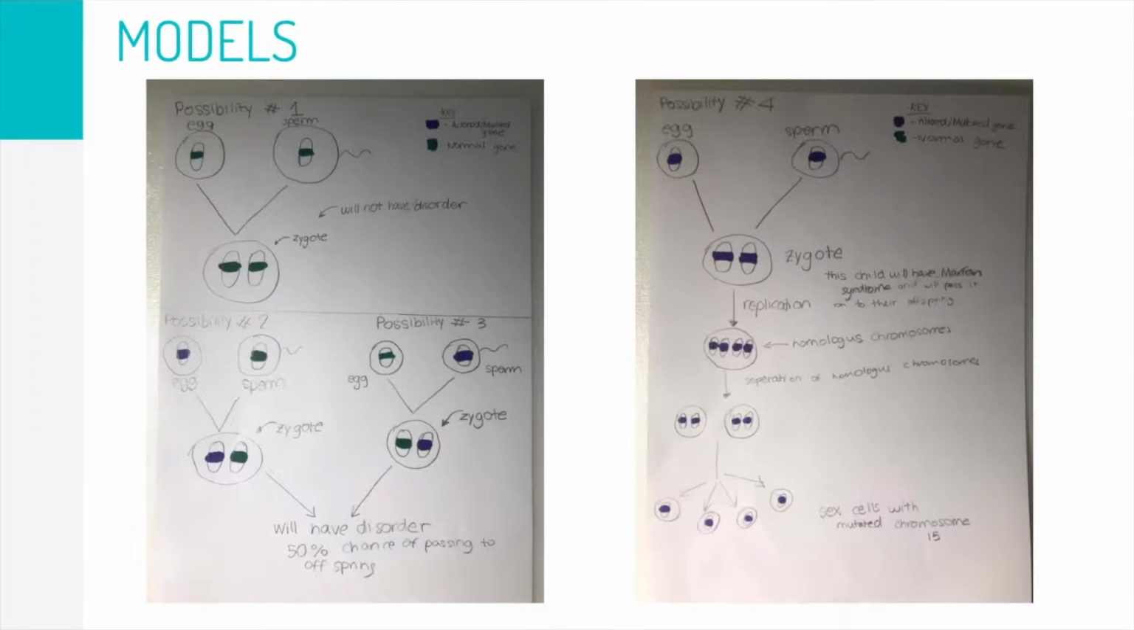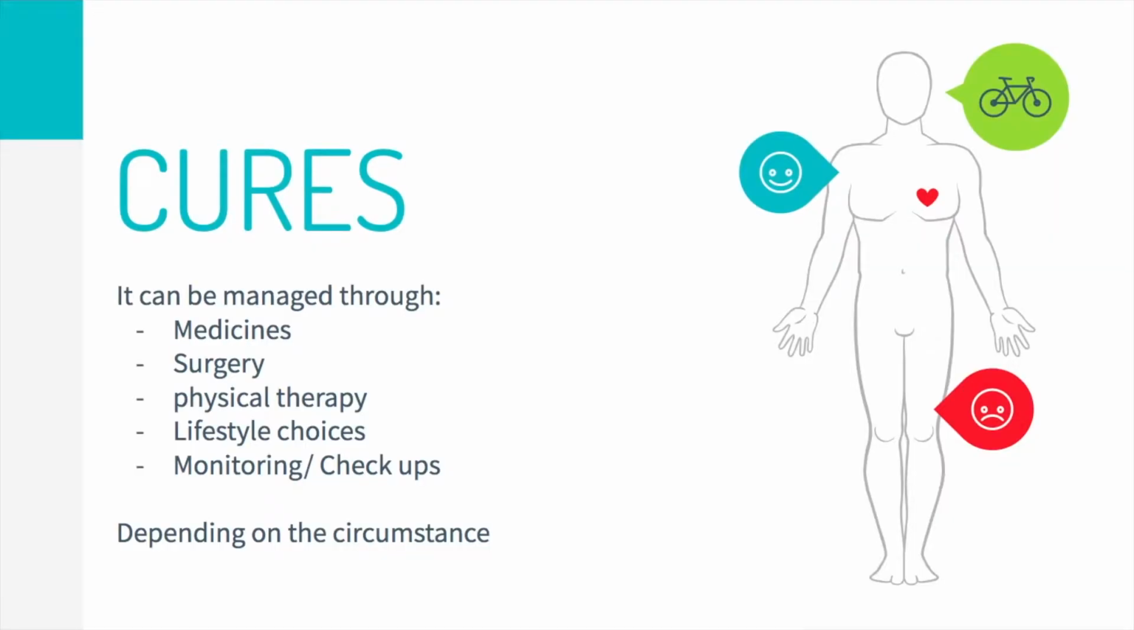The next model shows a scenario in which the mother has a copy of the mutated gene and the father does not. In this case, the child would inherit the disorder and have a 50% chance of passing it on to their children. Model 3 shows the same thing except the roles reversed, with the father being affected and the mother not being affected. Model 4 showcases a scenario in which both parents have a copy of the mutated genes. In this case, the child will have the disorder and will most likely pass it on to its offspring.